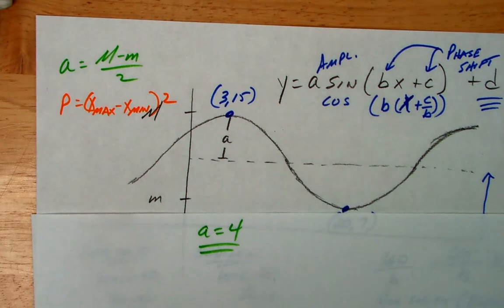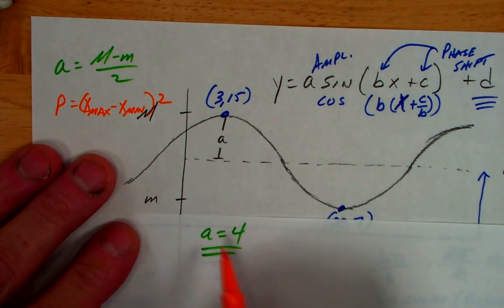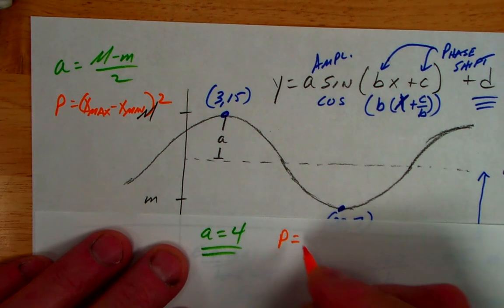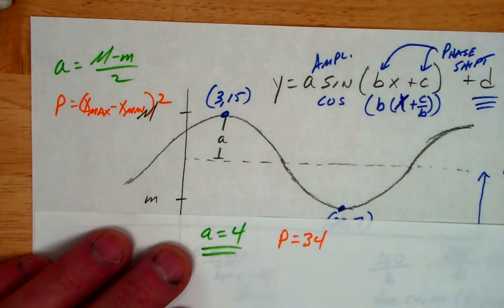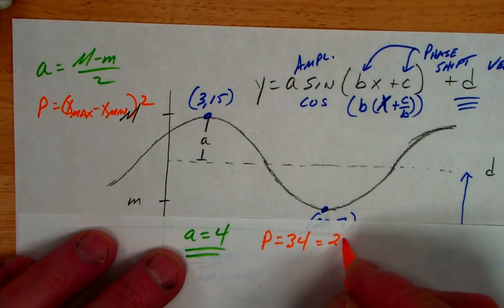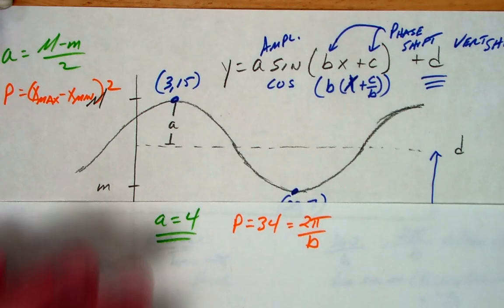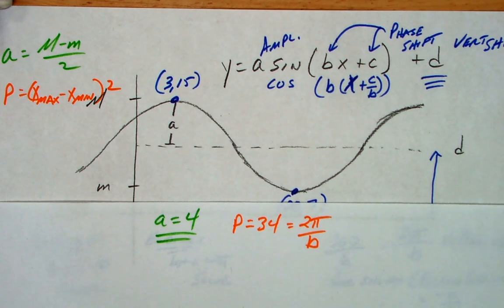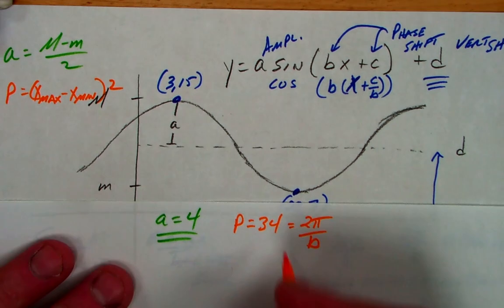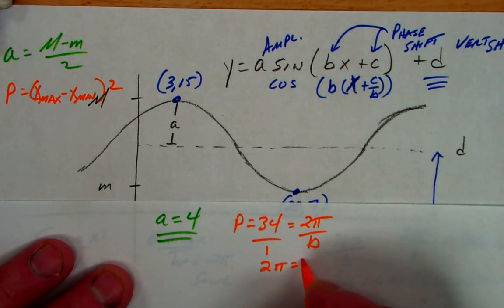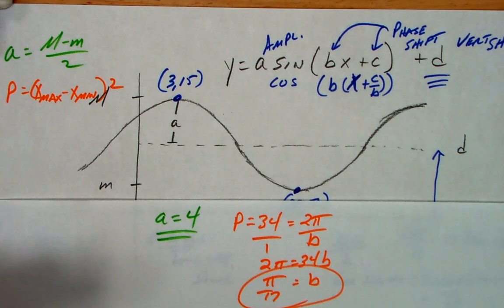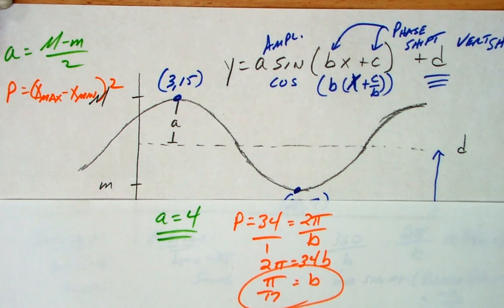Okay. So what does that tell me? My period is what? 34. So what is that going to tell me? Well, that is 2 pi over b. Can I find my b then? Yes. You cross multiply. 2 pi equals 34b. b equals pi over 17. Technically. That's the yucky part. You got to use your formula for a period. Pi over 17 is my b.